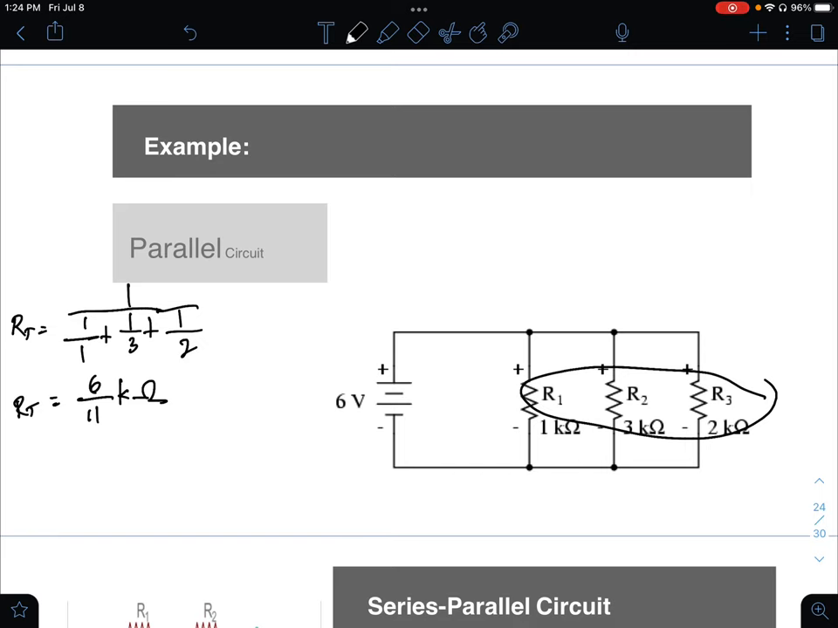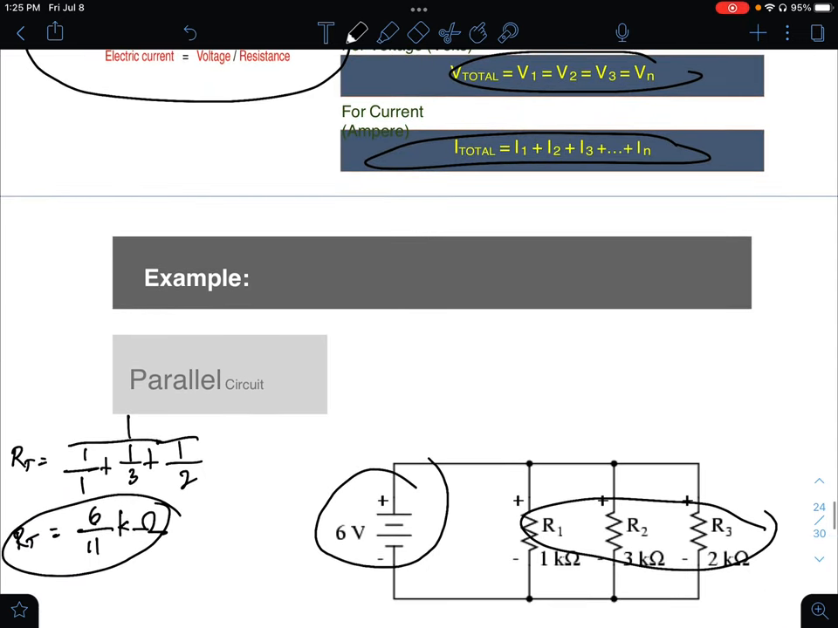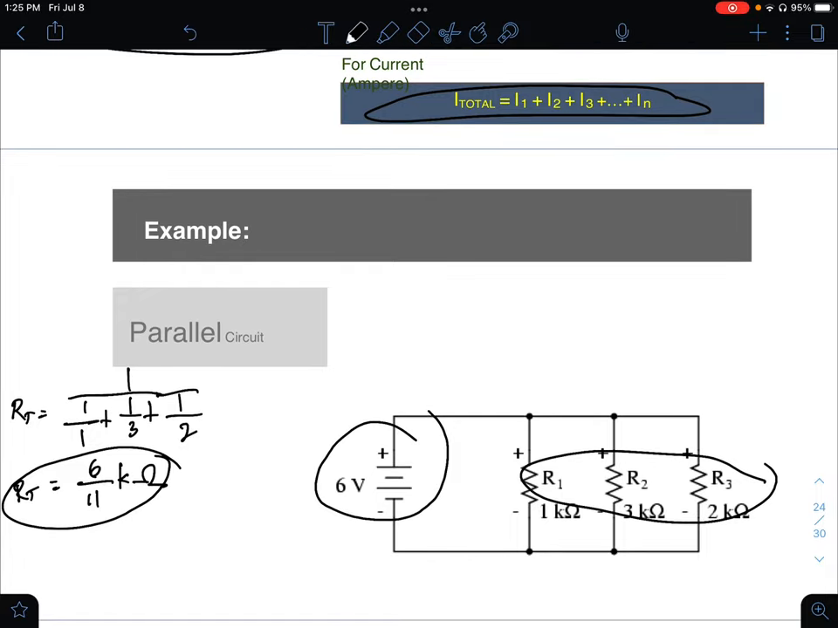So 1 divided by 1 plus 1 third plus 1 half is 6 over 11. So we already have the resistance, and we already have the voltage that supplies the circuit. Then we can find the current flowing in the parallel circuit, and we can get the current that flows in each resistance: the current through R1, the current through R2, and the current through R3.